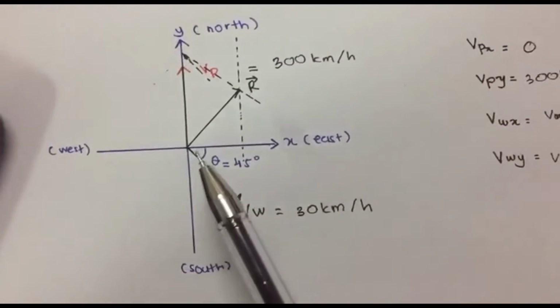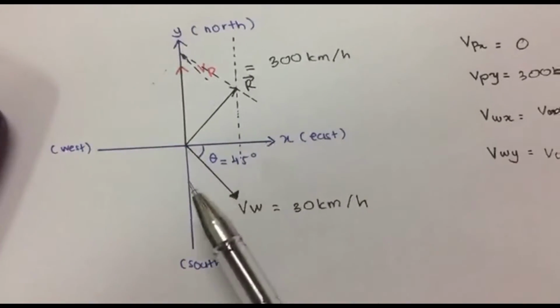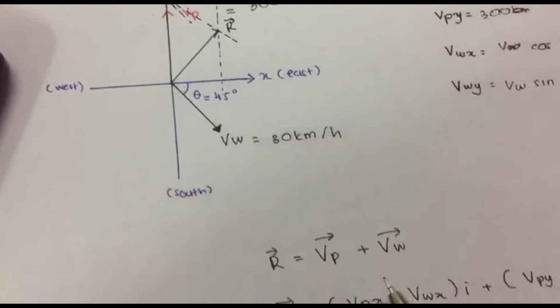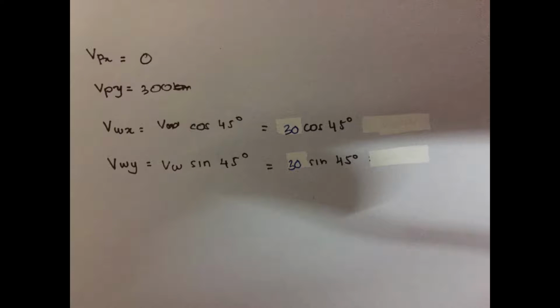We got it from the parallel line of the plane and the parallel line of the wind. And this is the cross section where we got the resultant value. We need to find the v of the plane in the x and y direction and the v of the wind in the x and y direction.